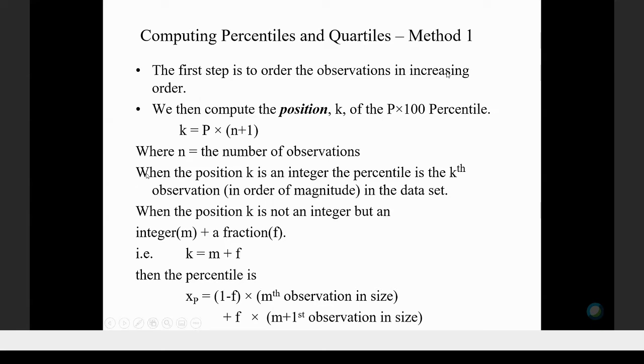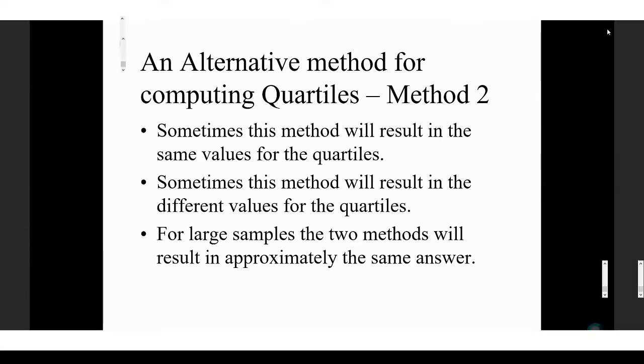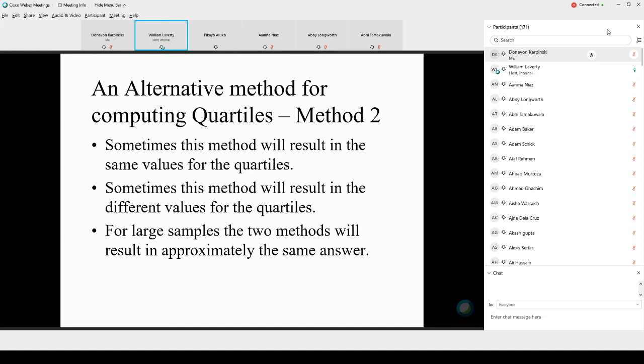Another method is for computing quartiles, and this is the one I suggest you use because it's probably the easiest. Quite often they'll result in approximately the same value, both methods. Sometimes they'll be different. For large samples, the two methods will give you the same answer.